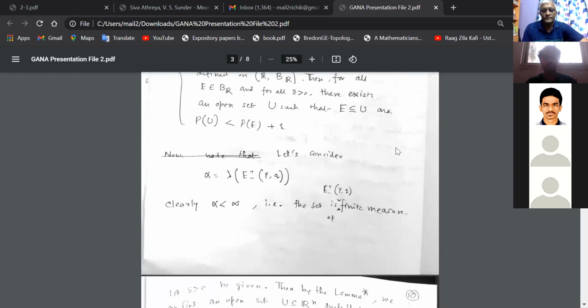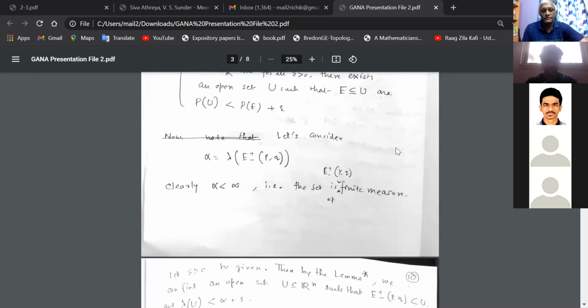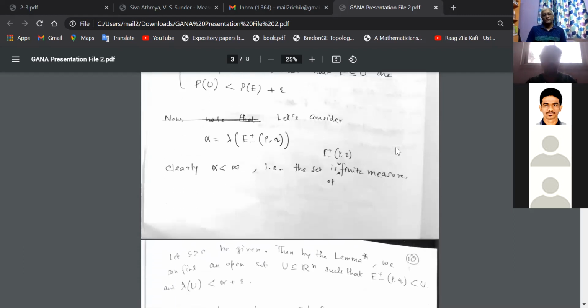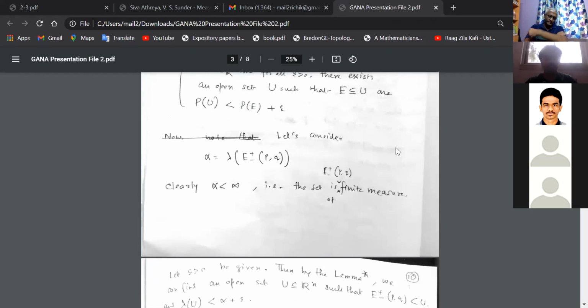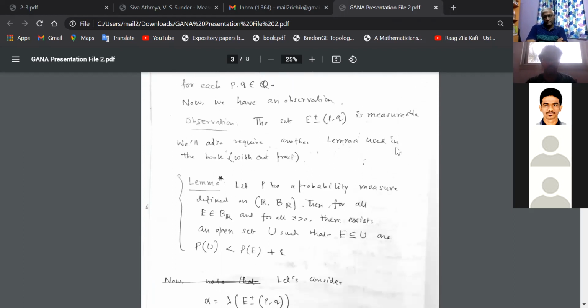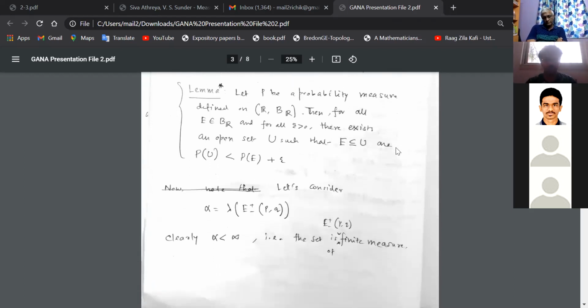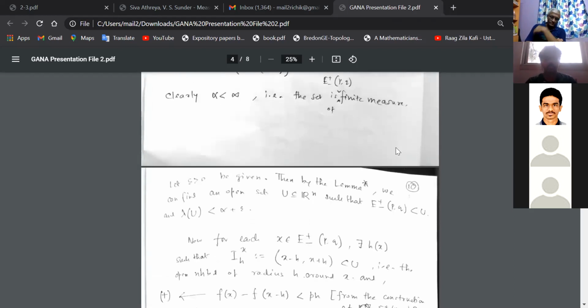So now let's consider the measure of the set we have defined, with respect to Lebesgue measure everywhere. That is equal to alpha. Now clearly alpha is less than infinity, because this is what we can show. It's obvious by some small calculations that the set E plus minus PQ has finite measure.